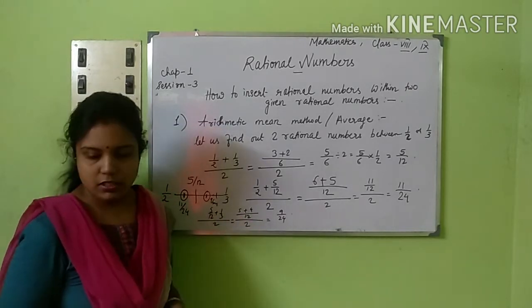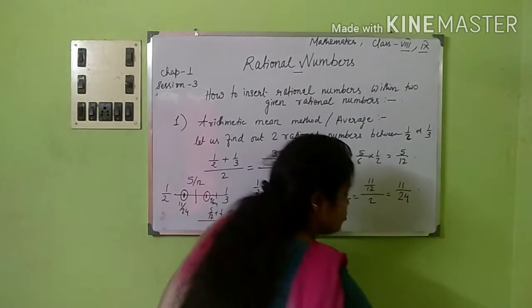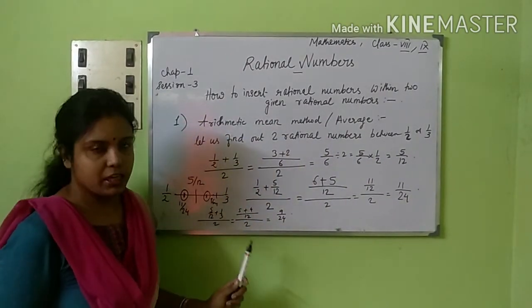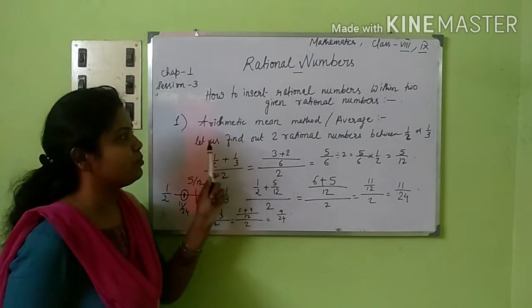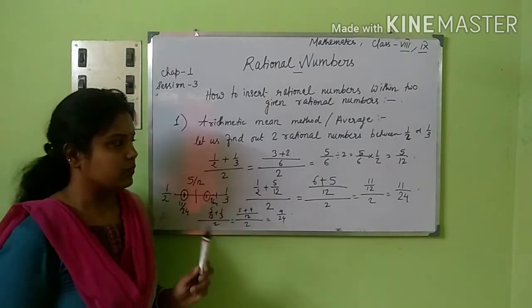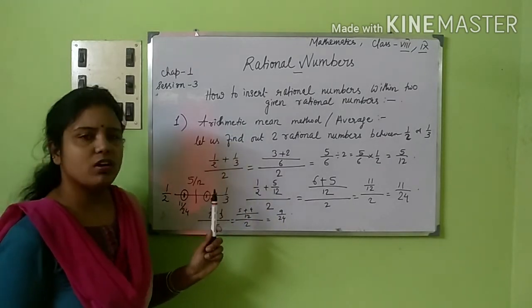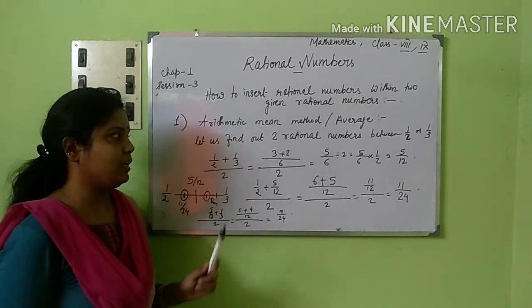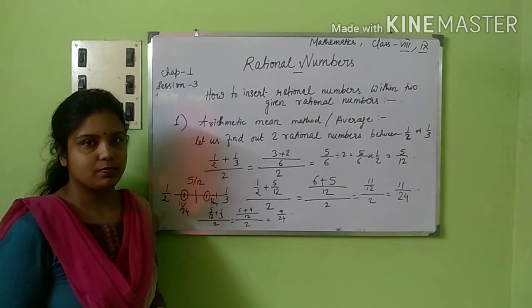Okay, the next process, I am going to show you that too. So this is a long process but is accurate. This process is the arithmetic mean method. Okay, so whenever you have a question where you need to find out only 2 or 3, then you can easily find it out.